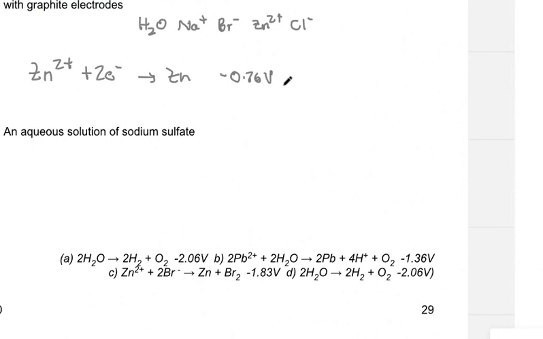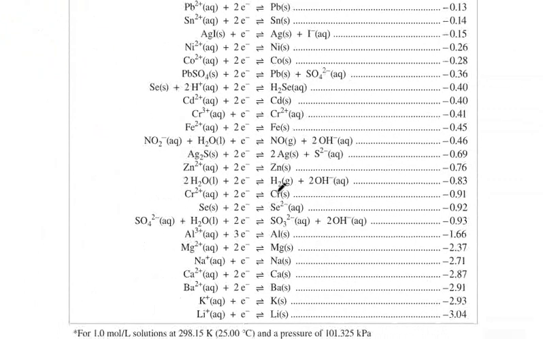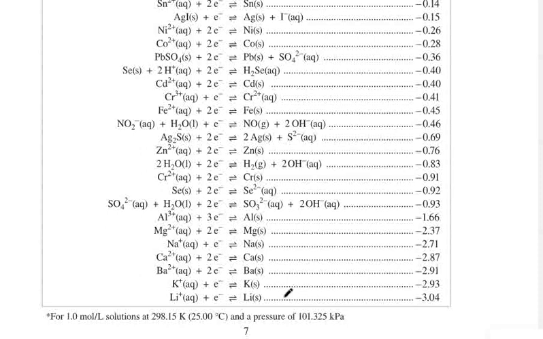Minus 0.76 volts. Okay. Half done. Now we're reading up the right side looking for sodium, bromide, zinc, chloride, or water. Nope, nope, nope, sodium, nope. This is sodium metal. We have sodium ions, so that doesn't help us. We don't have zinc metal, so this doesn't help either.